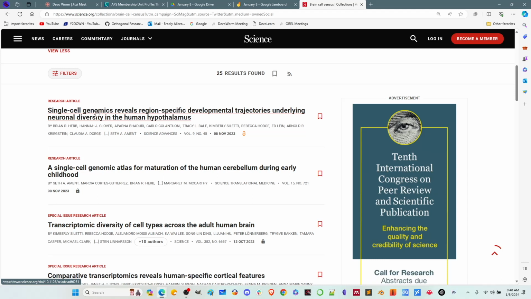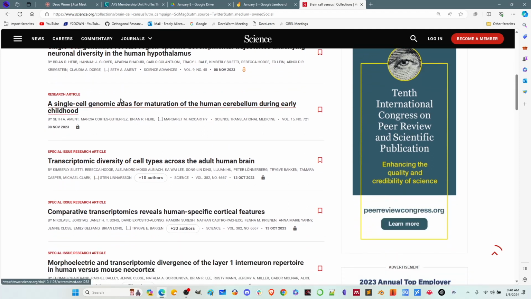This one, single cell genomics reveals region-specific developmental trajectories. So this is where they're looking at different trajectories of different parts of the brain, and at neuronal diversity in the human hypothalamus, which is a part of the brain. They're using single cell genomics to try to figure out why there are these different parts of the hippocampus and how they differentiate. I don't know if they get into the question of differentiation, however. It's just identifying that there are these differences and then maybe the trajectory to those.